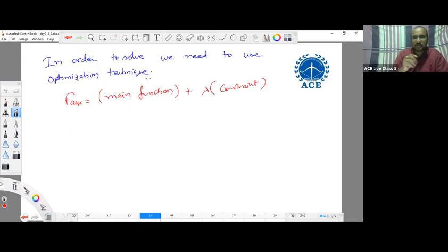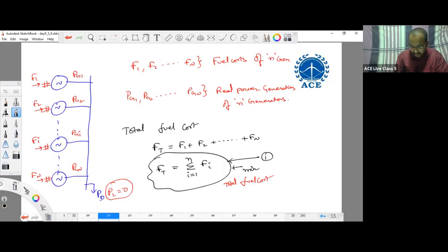Optimization technique. What does this optimization technique say? Construct an auxiliary function. Here we are developing an auxiliary function which includes the main function which is to be minimized and the constraint that is to be satisfied. So how do you build that? F auxiliary is equal to, what is the main function? The main function is this equation 1, that is, the total fuel cost is to be minimized.